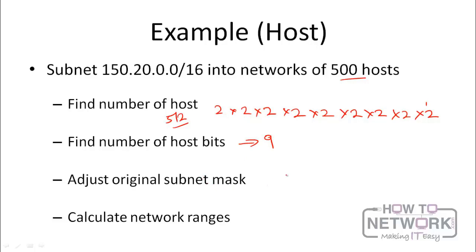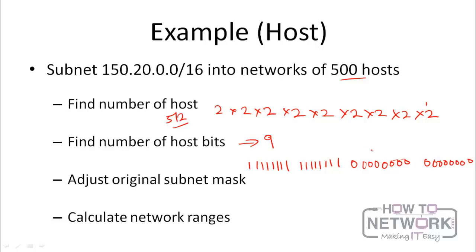Now we're going to adjust the original subnet mask. How do we adjust the original subnet mask? We look at the subnet mask and it is a /16, which means that we have 16 ones. So we just write that out. 1, 2, 3, 4, 5, 6, 7, 8, 1, 2, 3, 4, 5, 6, 7, 8, which is 16. And then the remaining 16 would be zeros, so 0, 0, 0, 0, 0, 0, 0, 0, and 0, 0, 0, 0, 0, 0, 0, 0.